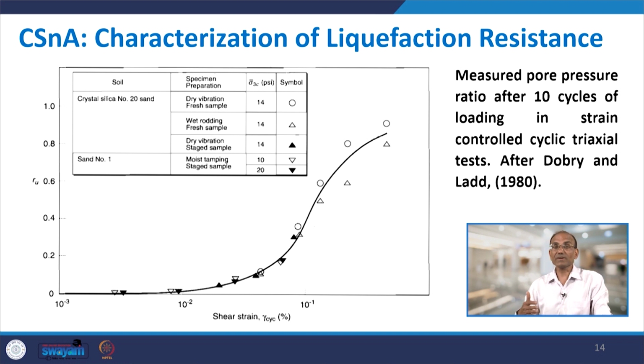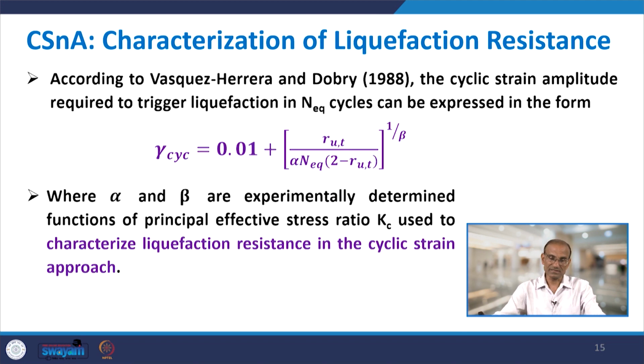That means these factors are not influencing much, because the points are almost on these curves. So, the data matching is very good. These factors are not influencing the result, because they are still lying along this line, which is a graph. This is the measured pore pressure ratio after 10 cycles of loading in a strain controlled cyclic triaxial test, and this has been done by Dobry. So, this is evidence that many factors do not influence the cyclic strains.